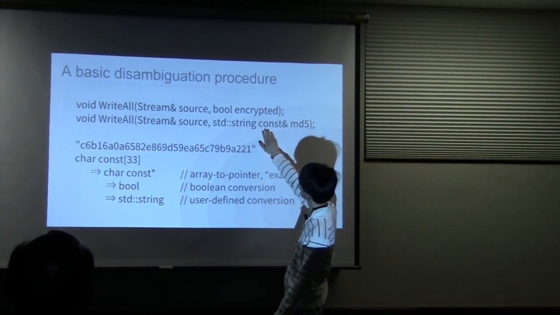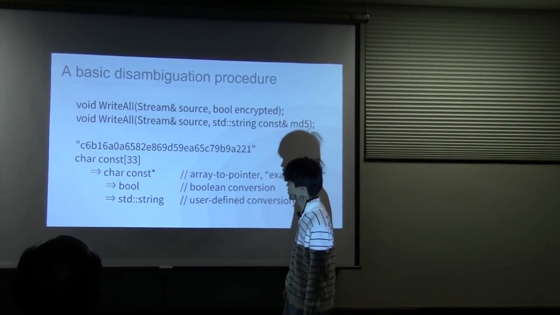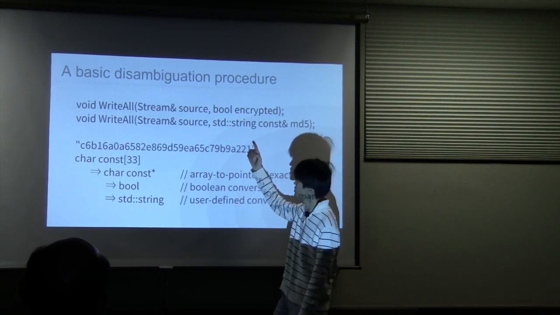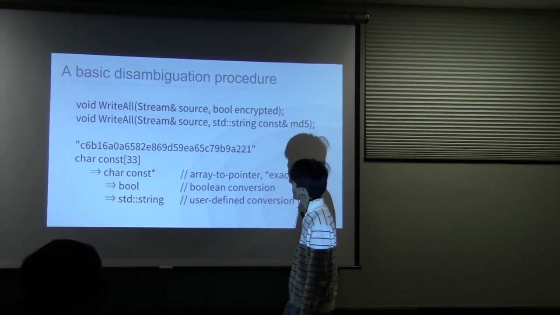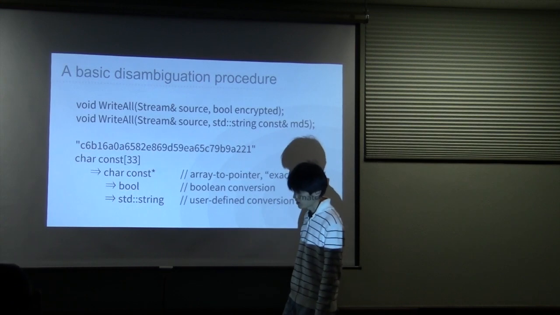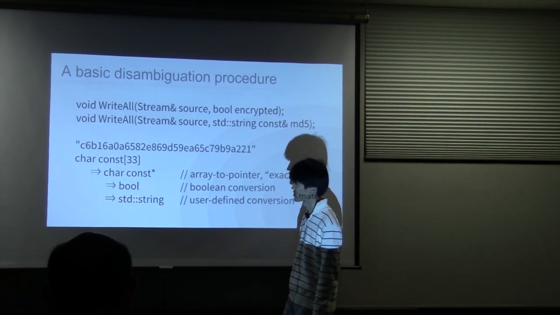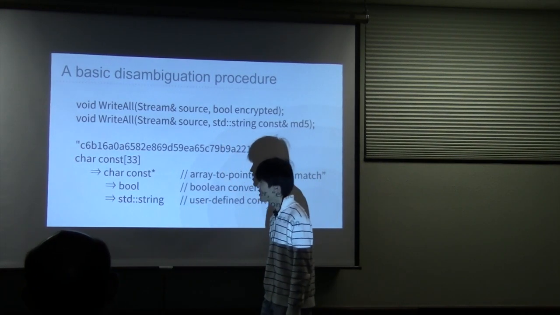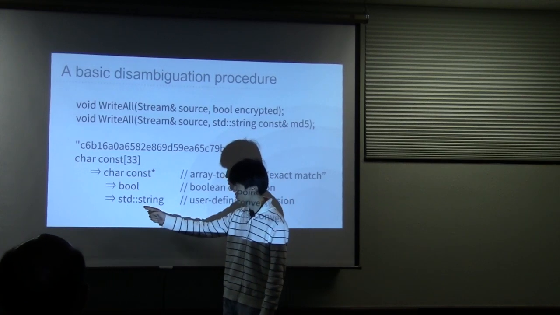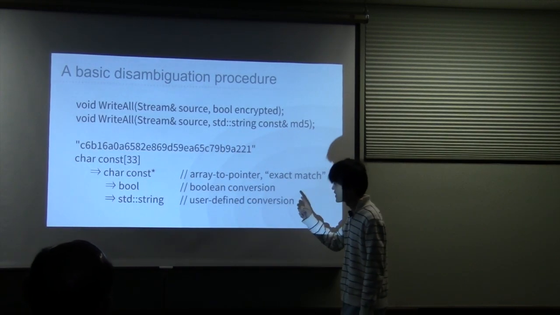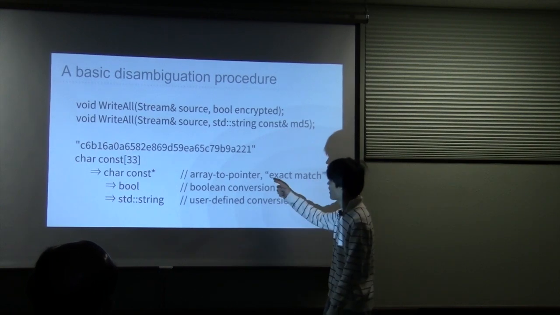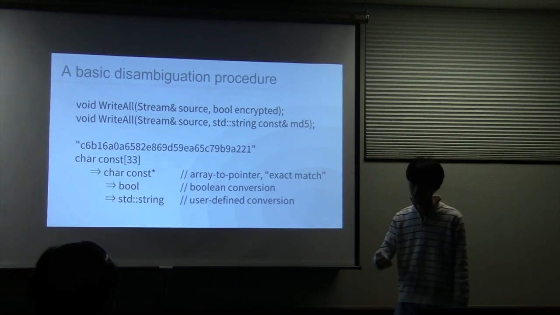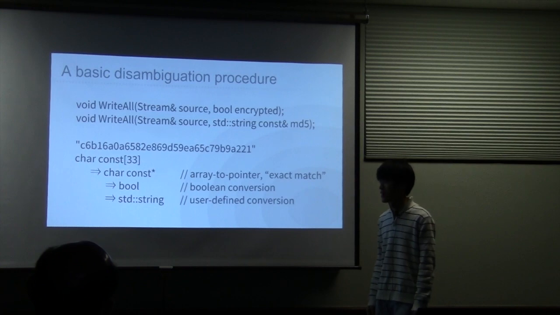But here we have a second choice. What do we do with that? The standard finds that this is a class, which is a user-defined type. So you look at all the implicit conversion constructors of this type and say, yeah, there is a user-defined conversion, which converts the character pointer to string. But it's a user-defined conversion. All others are in the standard conversion sequence. All user-defined conversions come after the standard conversion sequence. I already said.